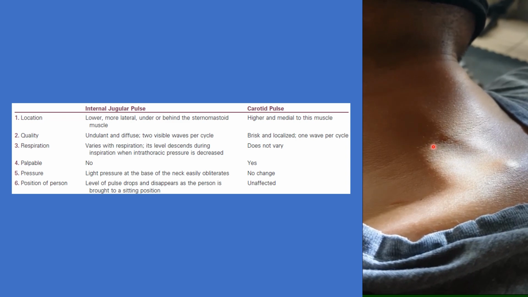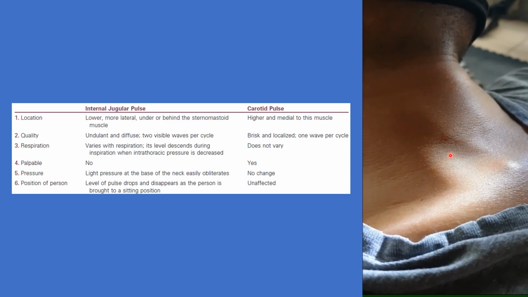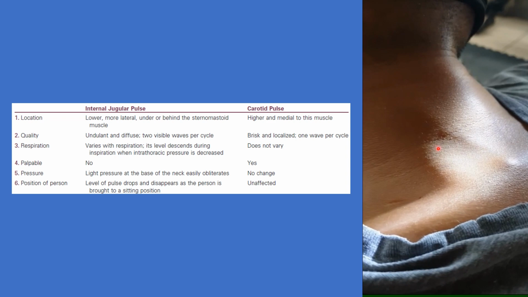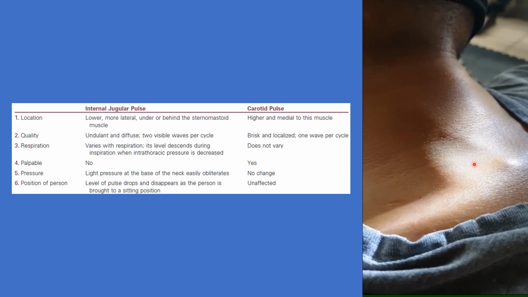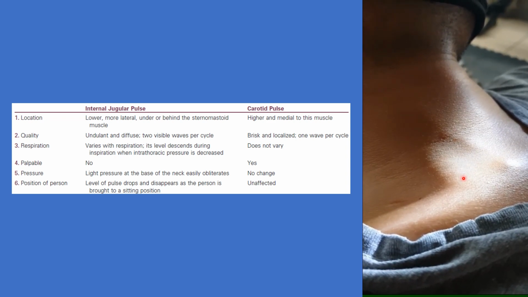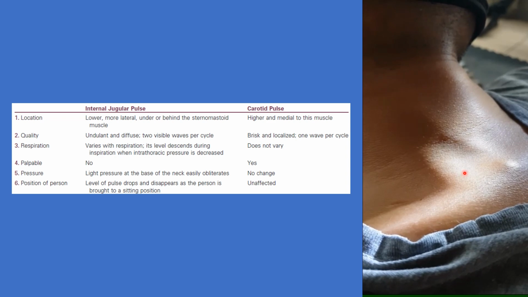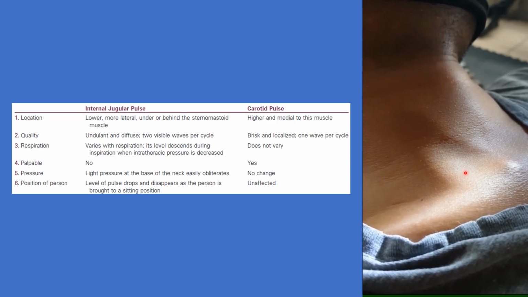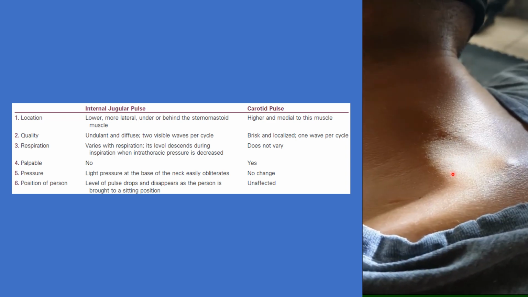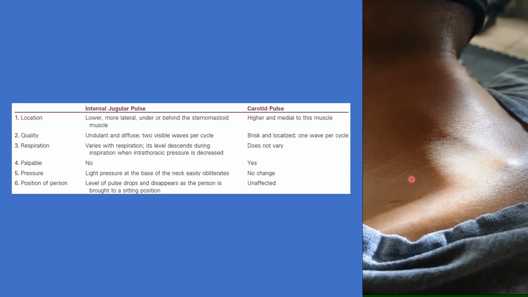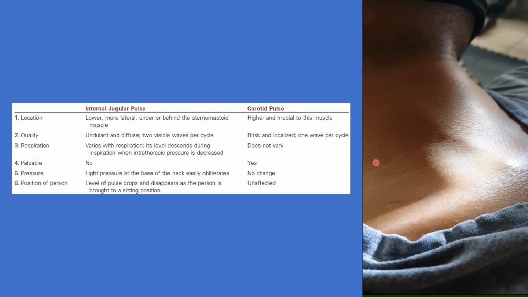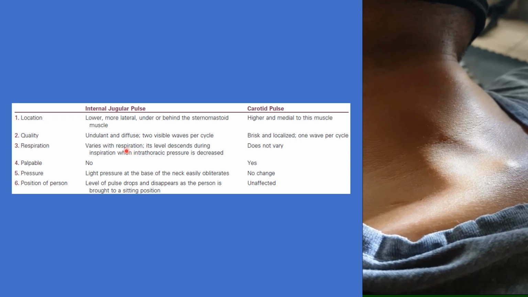And the quality is undulant and diffuse. You can see two visible waves per cycle. Kindly observe for the two visible waves. While in the carotid pulse, it's brisk and localized and one wave per cycle. And on respiration, the internal jugular pulse varies with respiration.